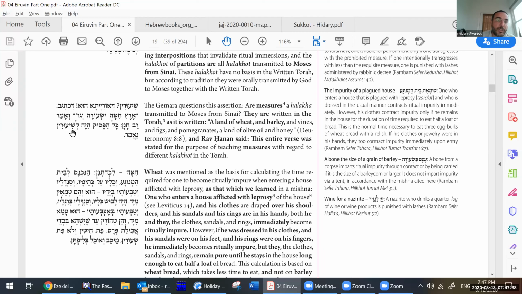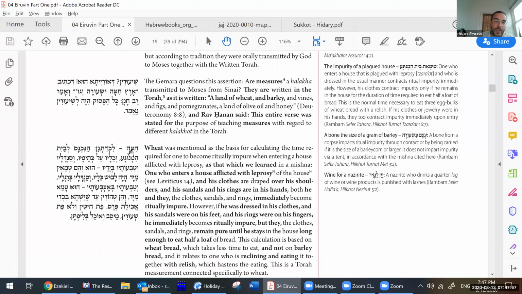Rav Hanan says this is not just a pasuk that's poetry praising the land. Rather, this is encoding halachot. Every item mentioned in here is based on telling us a shiur for something. Chita, a grain of wheat.